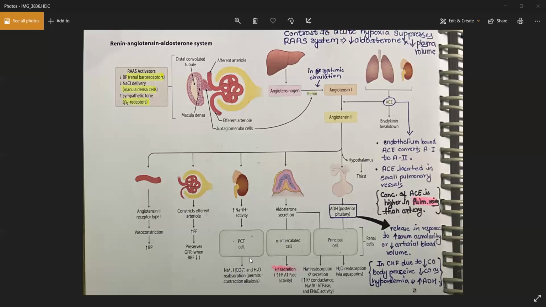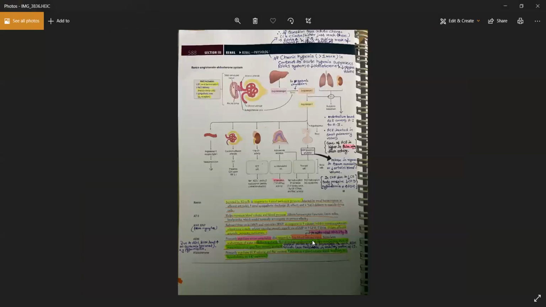So Step 1 can ask you this fact by giving you a scenario where there is a scientist who is measuring the concentration of some hormone. What he measured is that this hormone has a low concentration in the pulmonary veins, but a high concentration in the pulmonary arteries. And they will ask you what this hormone could be. So please note, it could be angiotensin 1 and angiotensin 2. Okay, so that's everything on this page. Any doubt, please ask.